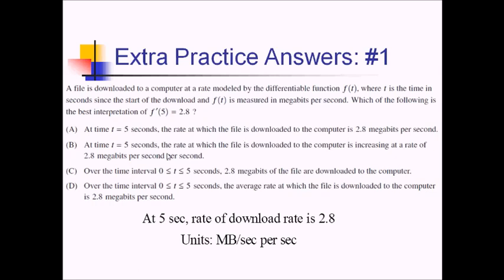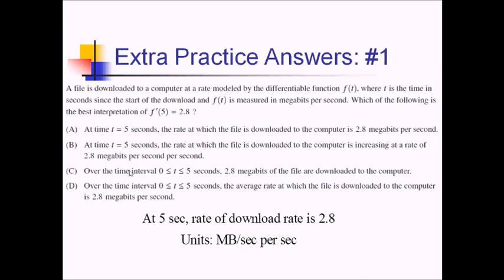rate of 2.8. Well, that makes a little bit more sense because the rate is increasing, so it's a rate of a rate. For choice C, over the time interval 0 to 5 seconds, 2.8 megabits of data were downloaded to the computer. We didn't talk about how much was actually downloaded. Again, it's the rate of the rate. And then for D, from 0 to 5, the average rate of download was 2.8 megabits per second.